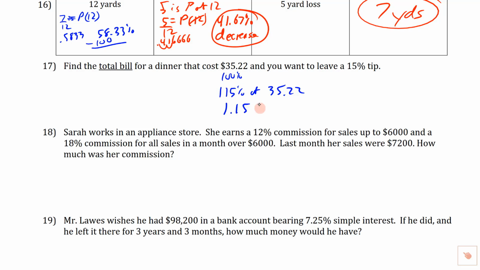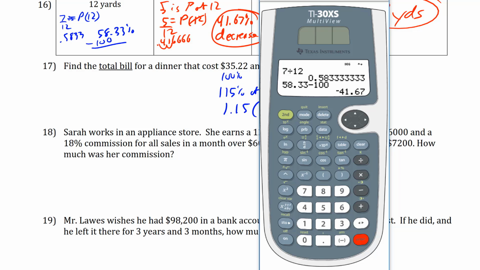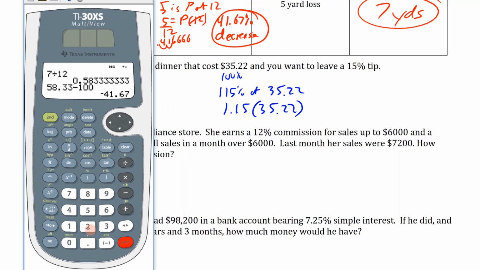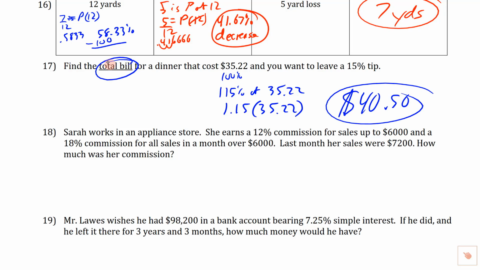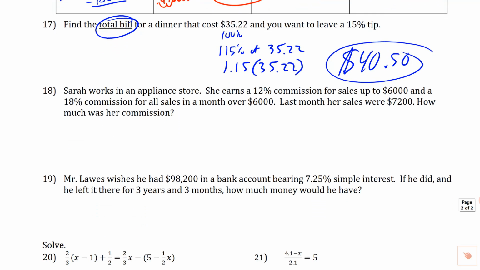So that's going to be 1.15 times 35.22. We're going to grab the calculator and type that in. Let's see what we end up with. So 1.15 times 35.22. Make sure we got it right there. Yep, looks good. So this is 40.503, so that's $40.50, a little bit more, but that little bit more is not enough to bump it up. So the answer is going to be $40.50. And the key here is it did say total bill. Okay, we wanted to know what the total price was before we go.